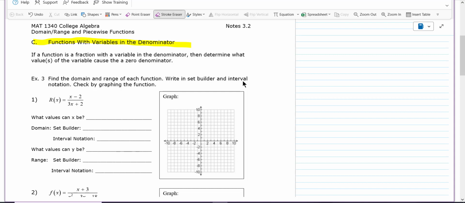So if you have a fraction, what you always have to do is figure out if there's anything that makes the denominator 0. So what you're going to do is take that denominator and set it equal to 0, because you want to figure out what makes the denominator 0. We did this in section 7.4. Now solve this. Okay, so you can subtract 2. That's going to give 3x equals -2. Then divide both sides by 3. So you get x equals -2/3.